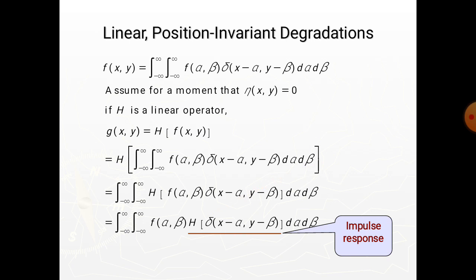Here f of alpha, beta is independent of x and y, and using the homogeneity property we can get this equation. It is known as the impulse response of H. In other words, if n of x,y is equal to 0, then h of x, alpha, y, beta is the response of H to an impulse at coordinates x,y. So here the impulse becomes a point of light, and h of x, alpha, y, beta is commonly referred to as a point spread function, PSF.